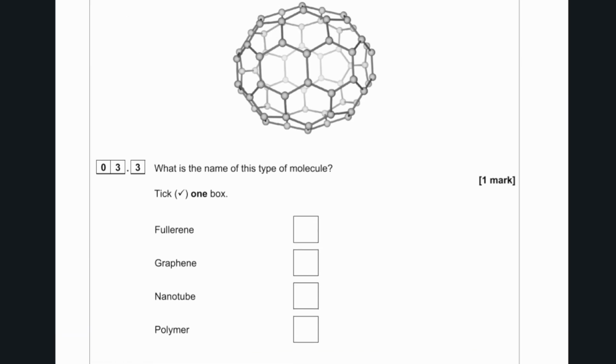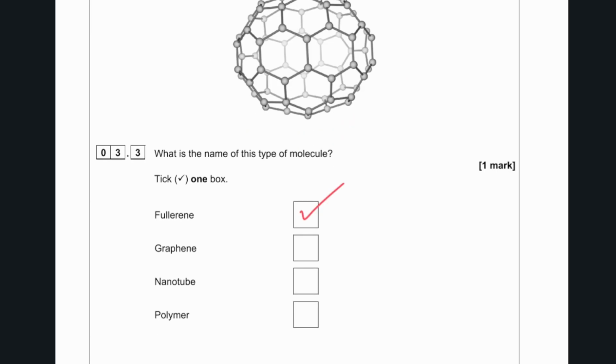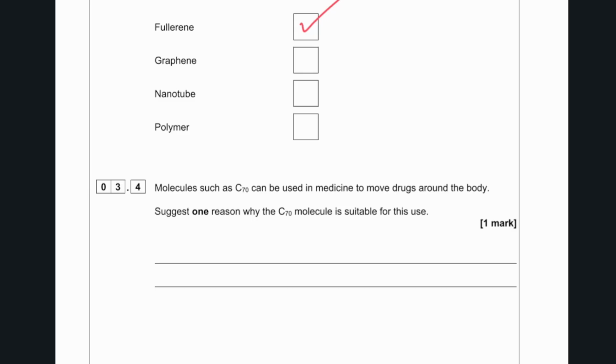3.3, what is the name of this type of molecule? So you can see we've got a circular structure over here, and hopefully everyone should know that when you have these circular structures, they're called fullerenes. And it gives you here some molecule of carbon 70, so this is a circular structure made of these carbon atoms. These are fullerenes. 3.4, molecules such as C70 can be used in medicine to move drugs around the body.